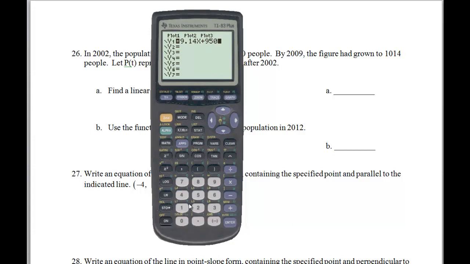Now, hitting the graph won't do anything since this will be off the screen because the y-intercept is 950, but you can go to your table, second graph, and you can scroll down to 10 and see that's where it was in that amount of time. So that's kind of a handy little trick there.